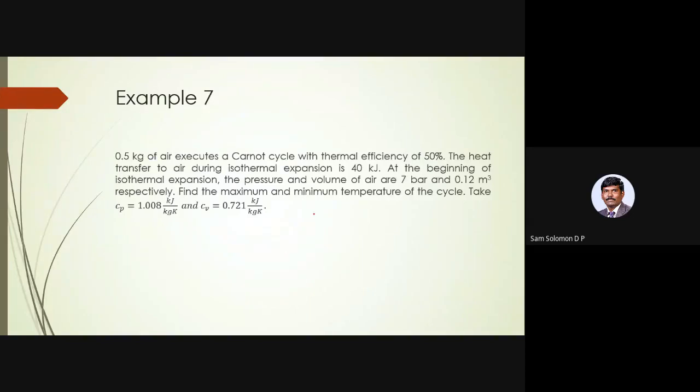So what have they given? They have given you the mass of air, which is 0.5 kilogram. They have given you the efficiency as 50%, which is nothing but 0.5 again. Mass is 0.5, and efficiency is also 0.5. Then the heat transfer to air during isothermal expansion is 40 kilojoule. So we know isothermal expansion is heat addition. Reversible isothermal expansion is heat addition. So Q1 is given as 40 kilojoules.